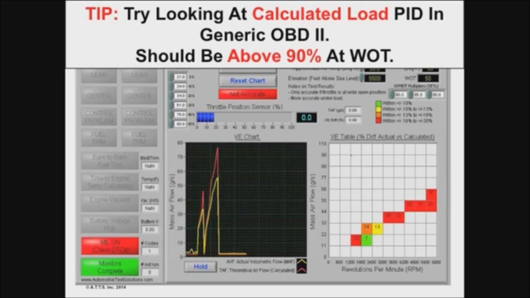The red is where this car should be going. You see the graph with the two little humps? Are they going anywhere near the red? No way. So this tells me I have a problem either pulling air in or getting something out.